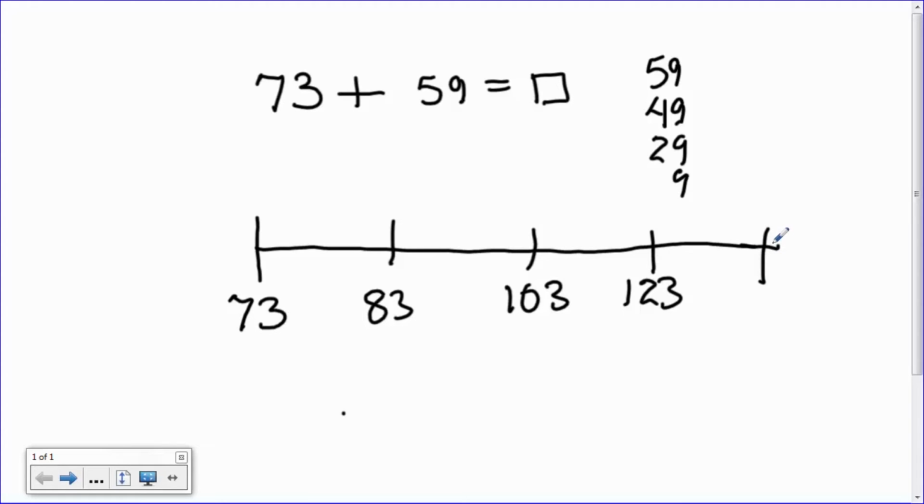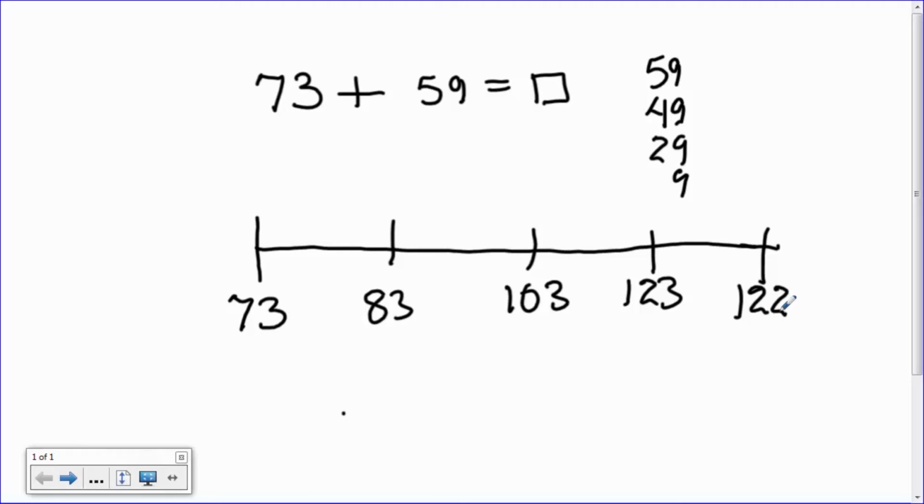Except it backs up 1 because I'm only adding 9 instead of 10, so it becomes 122. So adding 73 and 59 should give me, unless I've done this wrong, let me look at it again to make sure I've done this.